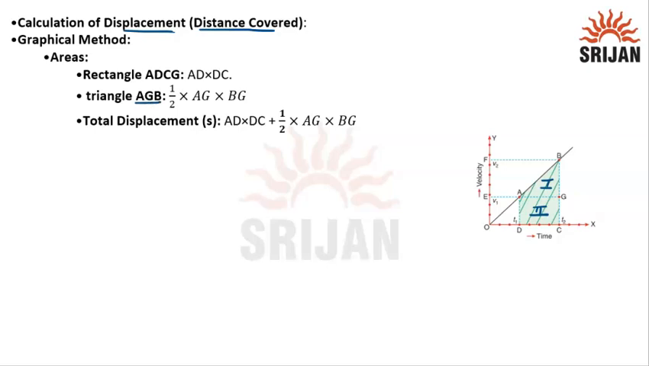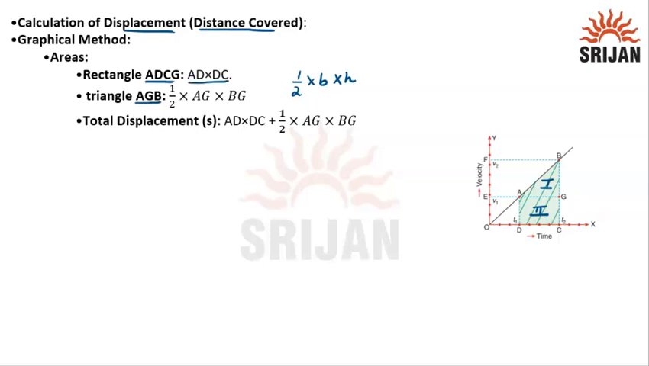This triangle is AGB. And what is the formula of triangle area? That is half base into height. What is the base of the triangle? AG. And what is the height of the triangle? BG. Next, we'll calculate the area of the rectangle, that is ADCG, length into breadth. Length is CD and breadth is AD.